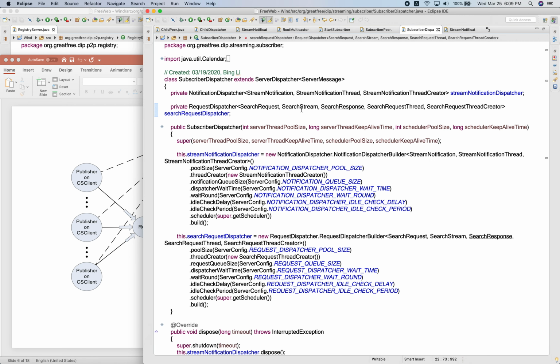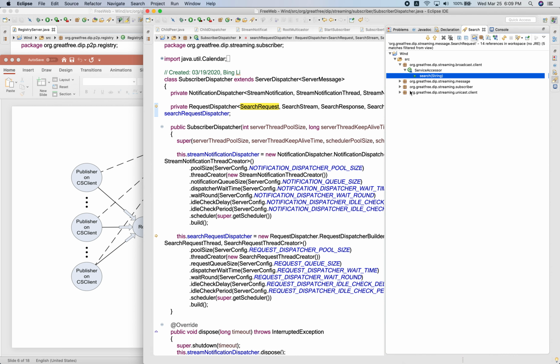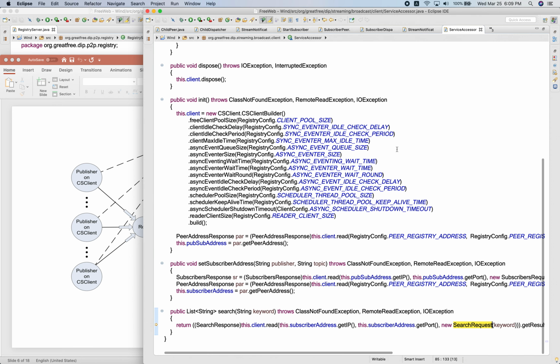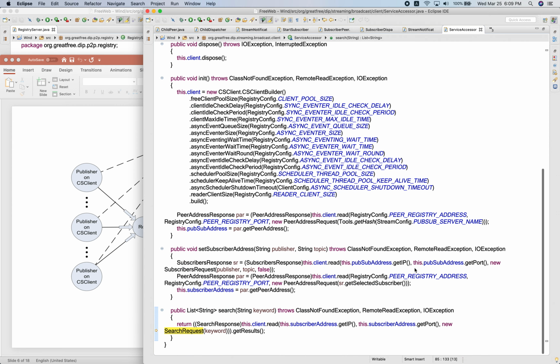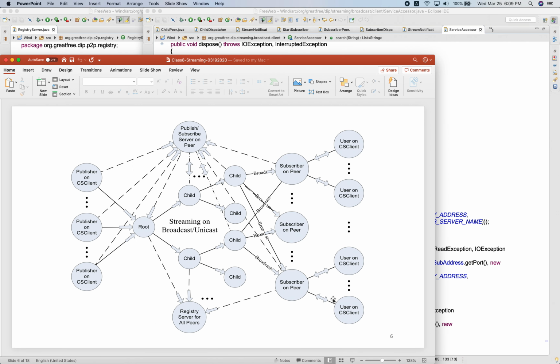Okay, search request. What is search? That's a new message, right? The search request is actually sent from the client. That's easy, right? This is a typical client-server interaction.